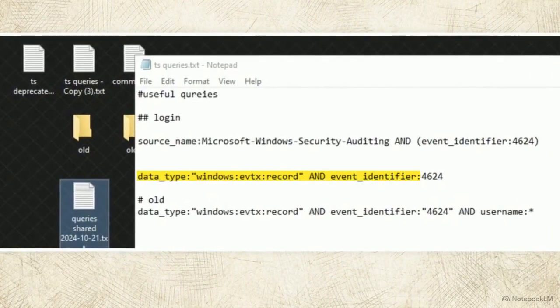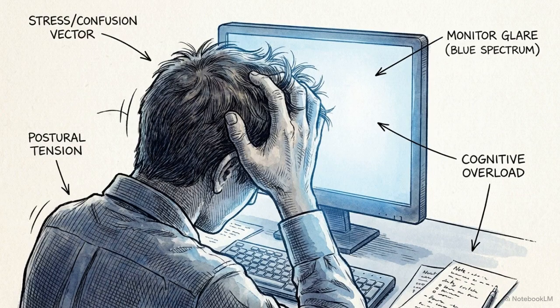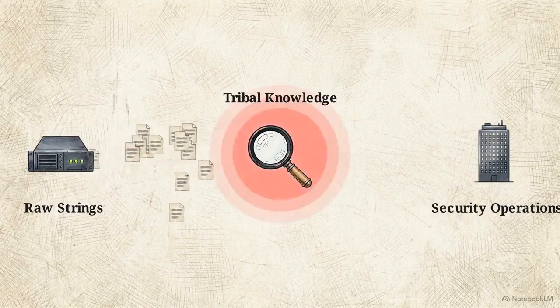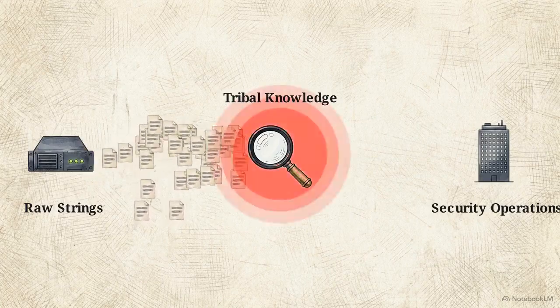Look closely at this string. It searches for event identifier 4624 in a Windows security log. The syntax is exact, but there is absolutely no context explaining why this search is relevant to the broader investigation. Relying on tribal knowledge to interpret these raw strings creates a severe bottleneck.